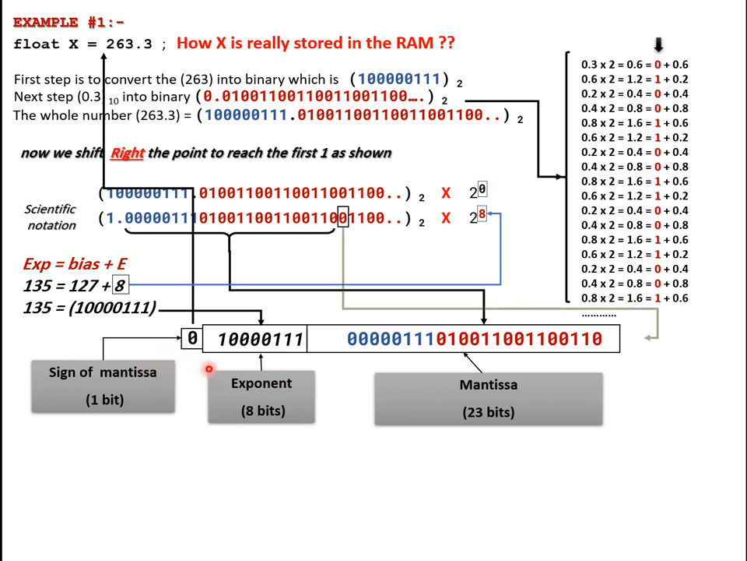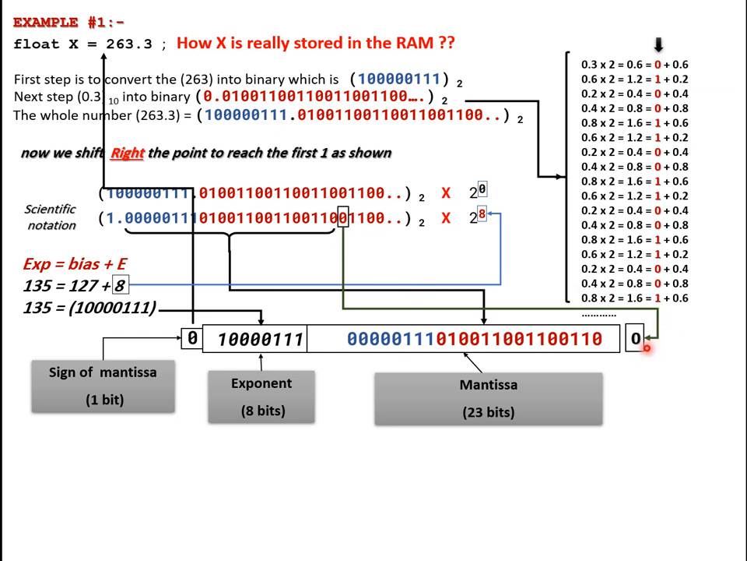But let's not forget something which is important, which is rounding. We will check this bit. Now this bit is not included in the mantissa. It's right after the mantissa. I mean, you count here 23. This bit will be the 24th bit.